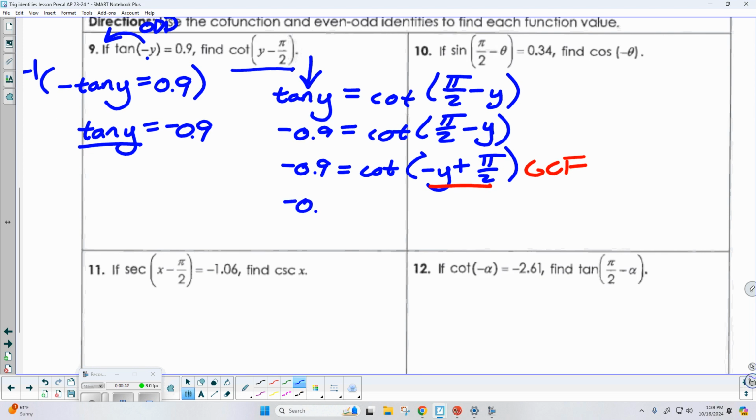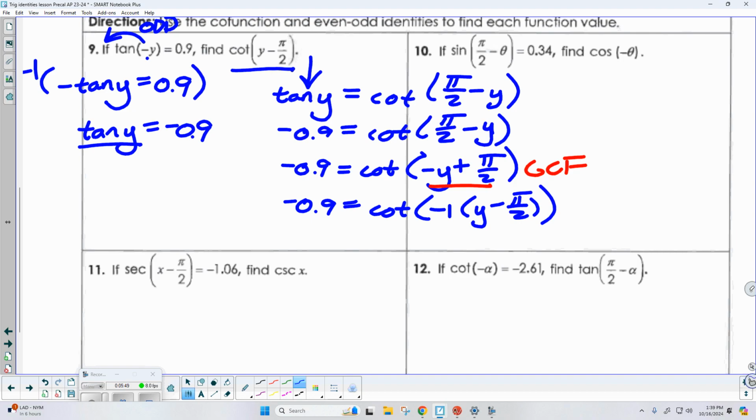Okay, so -0.9 equals cotangent. So for this binomial, if I divide the -1 out, if I pull it out as a GCF, that's going to give me y minus pi over 2. See, that's what I want.